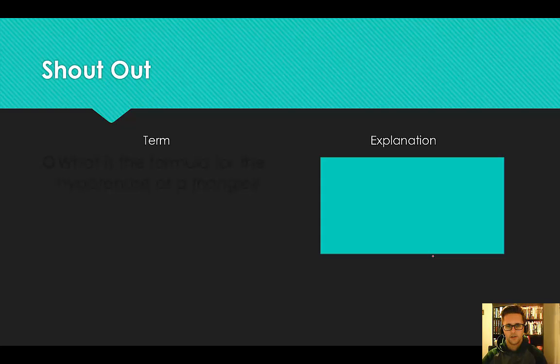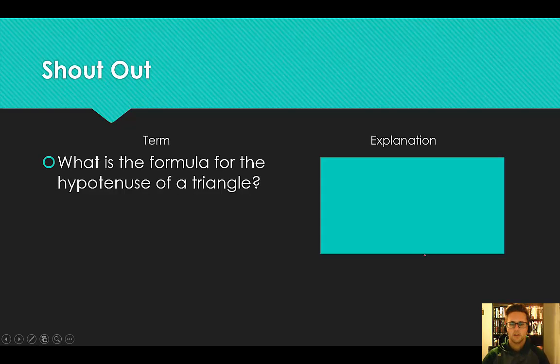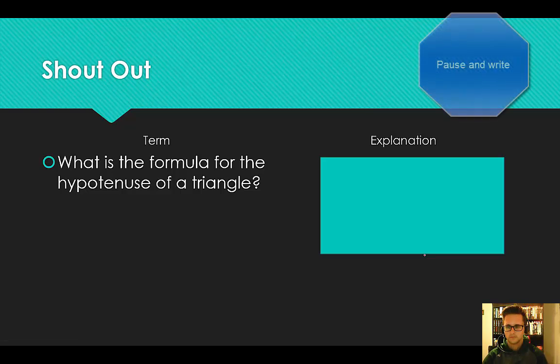So here's your first shout out. What is the formula used for finding the hypotenuse of a triangle? If you wrote A squared plus B squared equals C squared, you would be correct.